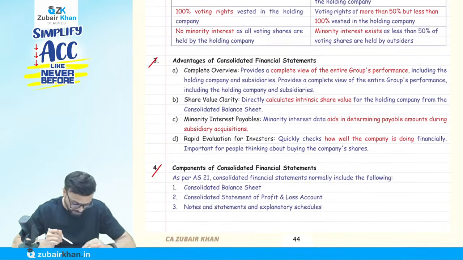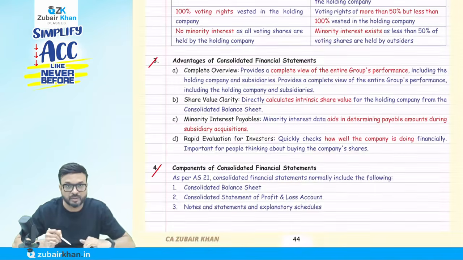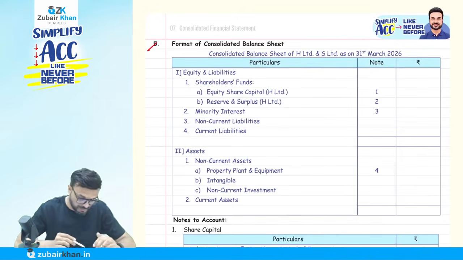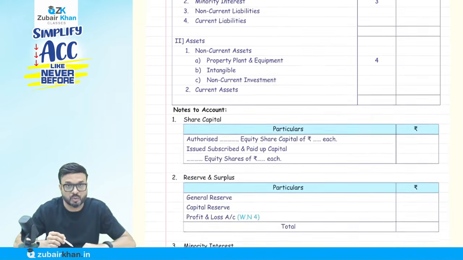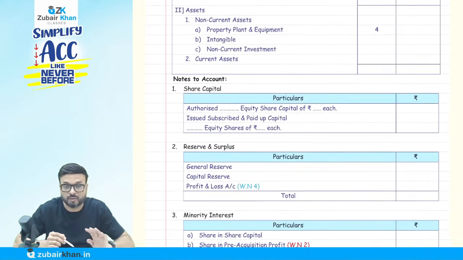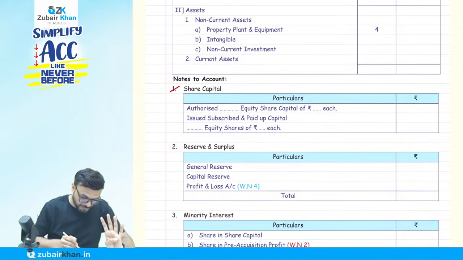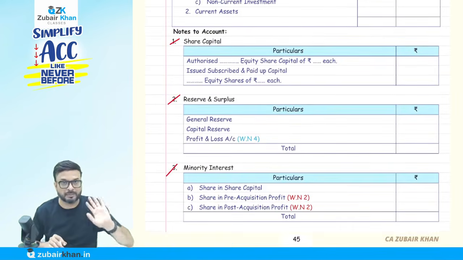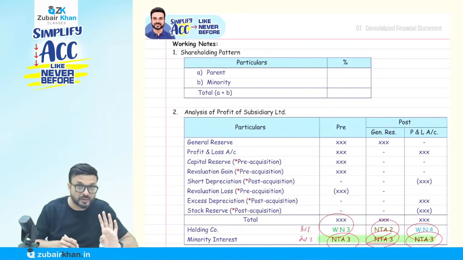Now the components: consolidated balance sheet, P&L and notes to accounts. The balance sheet we have discussed, this is how we prepare it. You know how many notes to accounts are mandatory? Four: share capital, reserve and surplus, minority interest, and one more is on the PPT. Now shareholding pattern, you know that better.